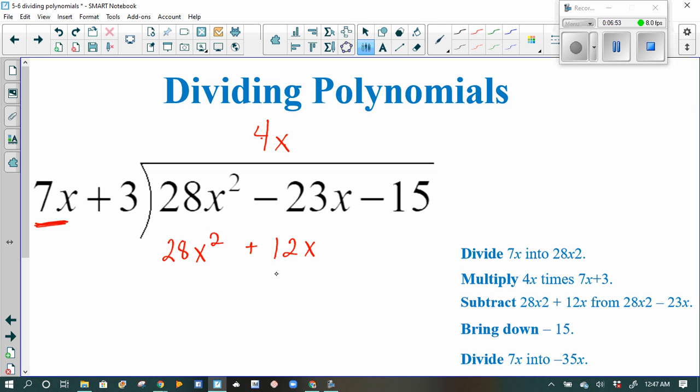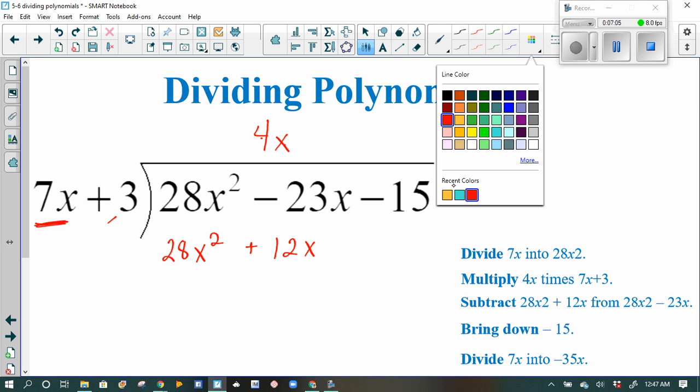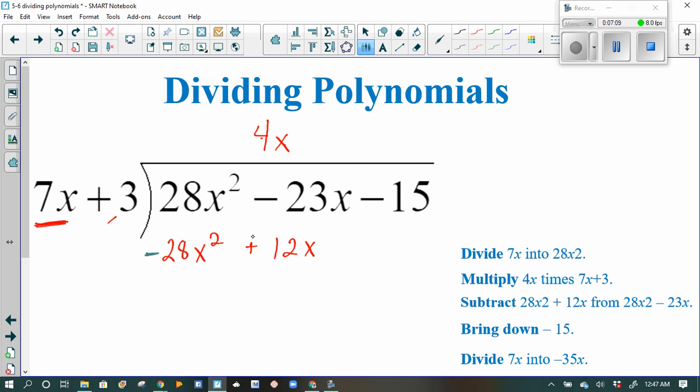So now you divide it in, and then you multiply it back just like we did with the 7. So once you get these, then the biggest thing you have to make sure that you do is change your signs. So this will become negative, this will become negative. Cancel. Negative 23 minus 12 is negative 35x.